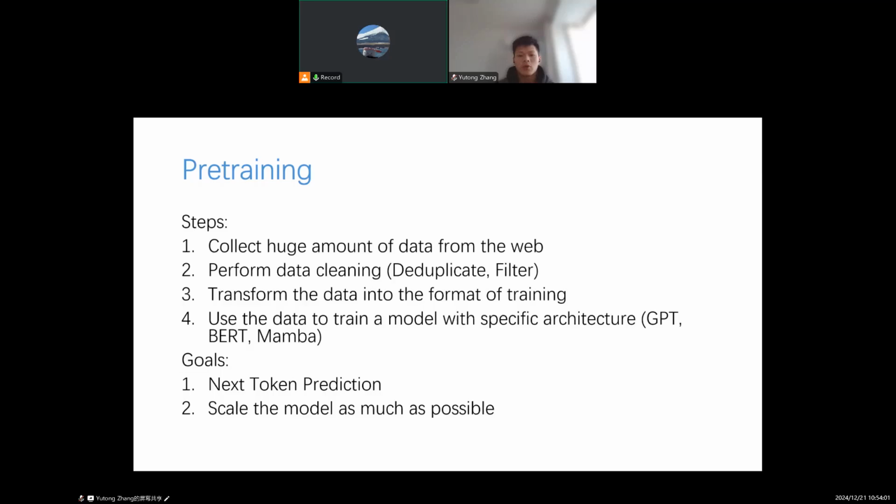So when we talk about training a chatbot like ChatGPT, our goal is to just predict the next token, which is called next token prediction. And then we want to scale the model as much as possible because, as a very classical paper suggests, when we scale the model depth, the data we use, and the computational time, we get promising results that the model performs better in various aspects.